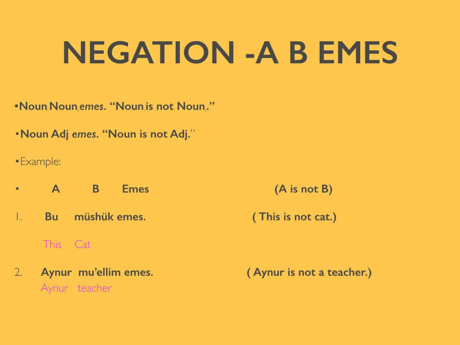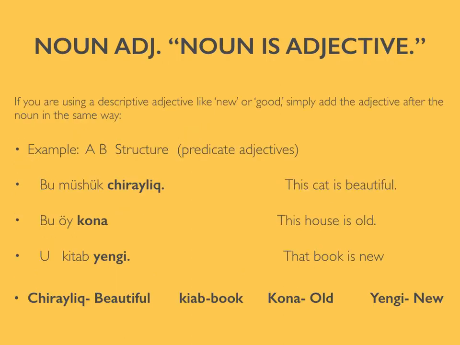Bu müşük ms. This is not a cat. Aynur muallim ms. So it will be like, Aynur is not a teacher. And I didn't give another example for the noun adjective. We can go back and say, the first one is bu müşük çıraylık, right? If you add ms, bu müşük çıraylık ms, it becomes this cat is not beautiful. You just have to add ms at the end.